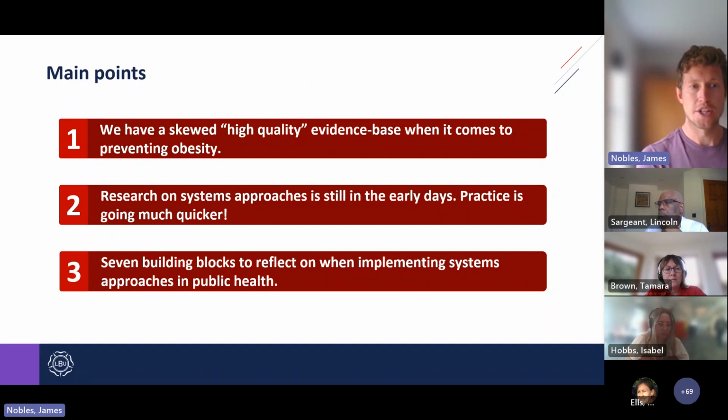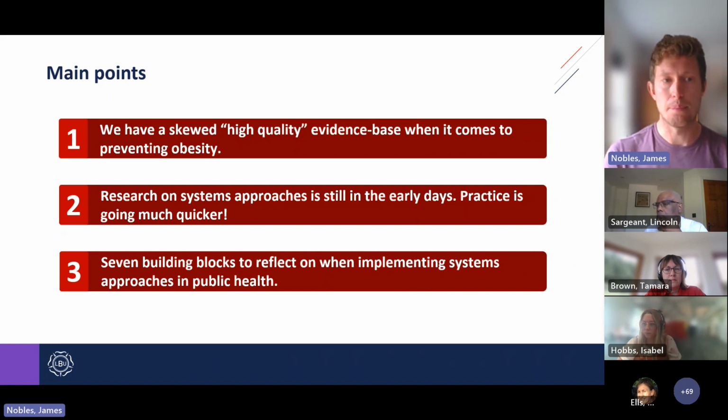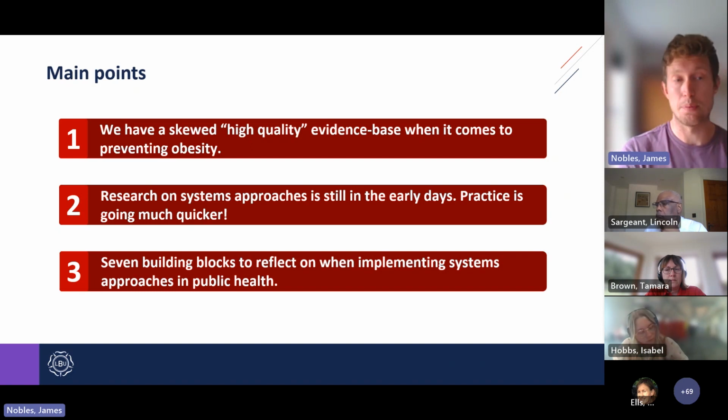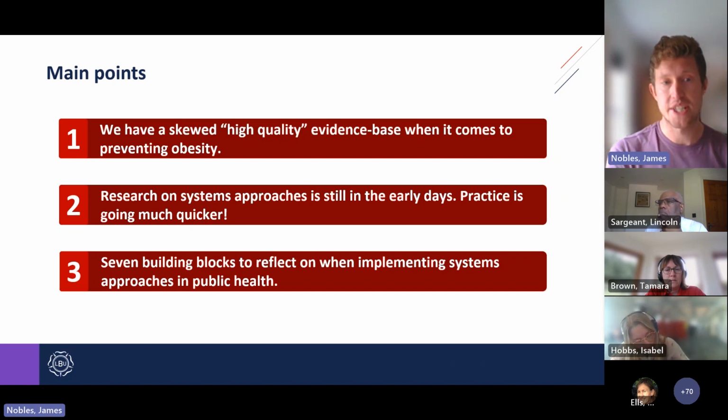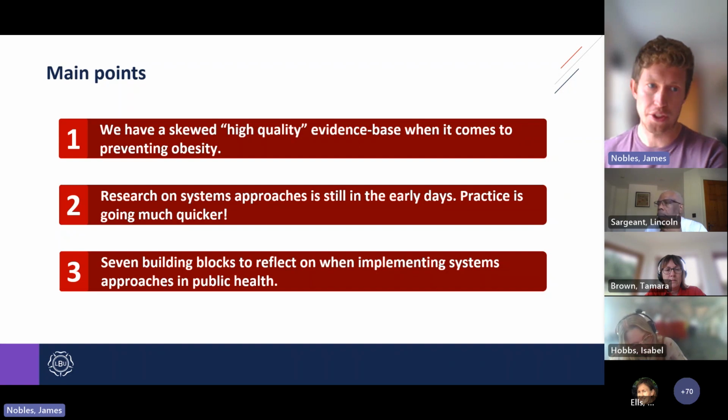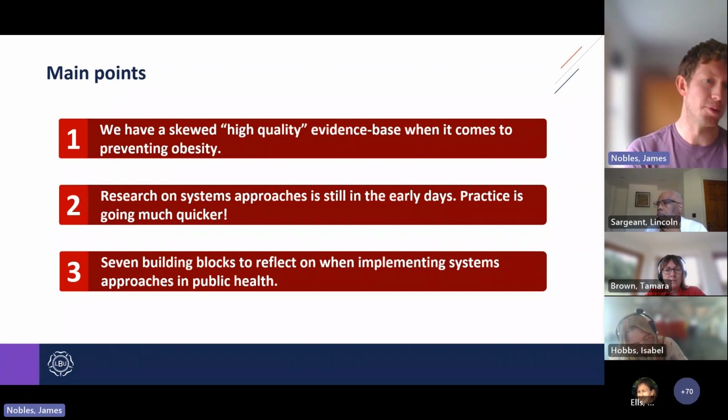But as I say, if you take nothing more than these 3 points here, then I've done quite a good job. So the first one is a recognition of what the high quality evidence base looks like when it comes to looking at issues around the prevention of overweight and obesity, and potentially also other public health issues too. And I'll get onto that in a moment.